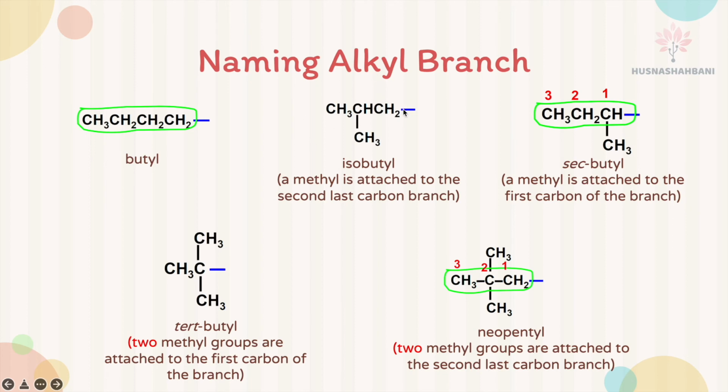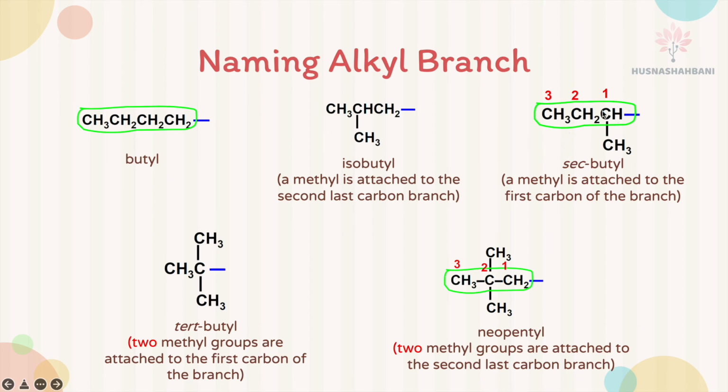And then here, this is the bond with the parent, and this is the branch. So the total number of carbon in the branch are 4 carbons. This must be carbon number 1 because this carbon attached to the parent. So this is carbon number 1, carbon number 2, carbon number 3. So if you look at a methyl is attached to the second last carbon, because our last carbon is carbon 3, the second last carbon is carbon number 2. If a methyl is attached to the second last carbon, this is iso shape. So the name of this alkyl branch is isobutyl.